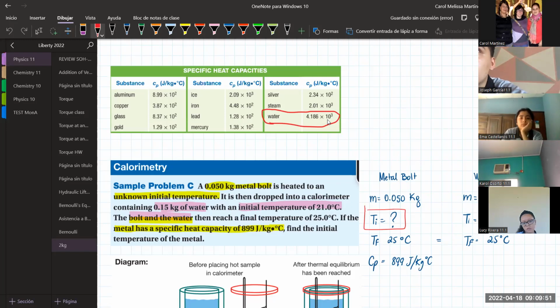or if you want to write it without scientific notation, I'm telling you this because we're going to be using water a lot. Some people don't like to write scientific notation, so people prefer to memorize it like this: 4,186 joules per kilogram Celsius. That is water, and I'm going to write it here in my givens, even if it's not given in the word problem, but it's part of the given. That's why you have the table of the specific heat capacities.